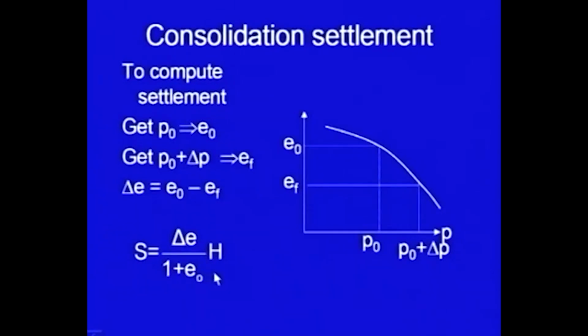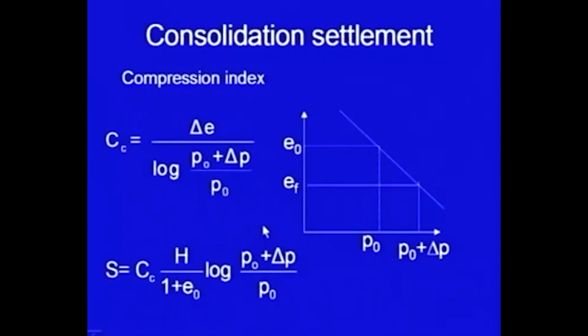It is the same equation which I discussed just a few minutes ago, and H is the thickness of the layer for which we are calculating the settlement. If we are using the compression index as per the definition, Cc is delta e upon log of (P0 plus delta P) upon P0. It is the gradient of the straight line portion.